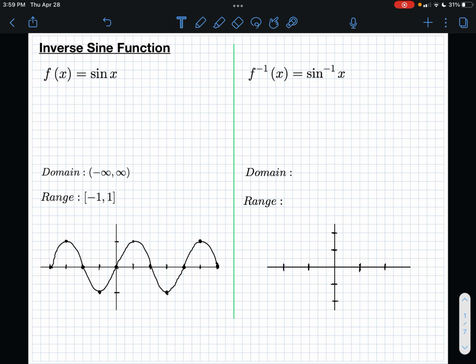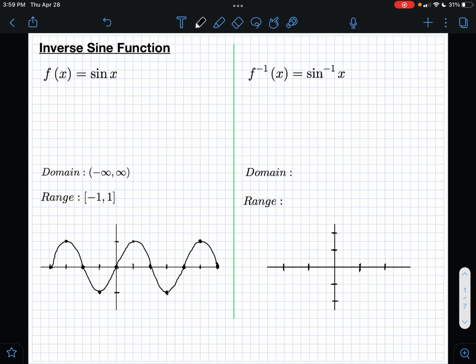As opposed to something like y equals x squared, the parabola, where we had to cut away half of it, but we got to keep the other half, we're going to have to cut away the vast majority of the trigonometric functions in order to invert them. So, in addition to that, it helps to look at these and to understand what the inputs and outputs are, because they swap between the two functions.